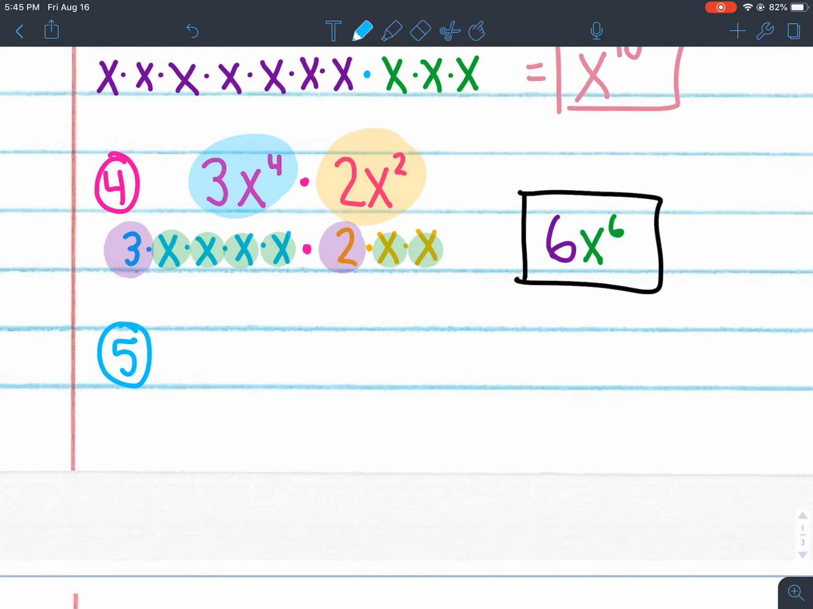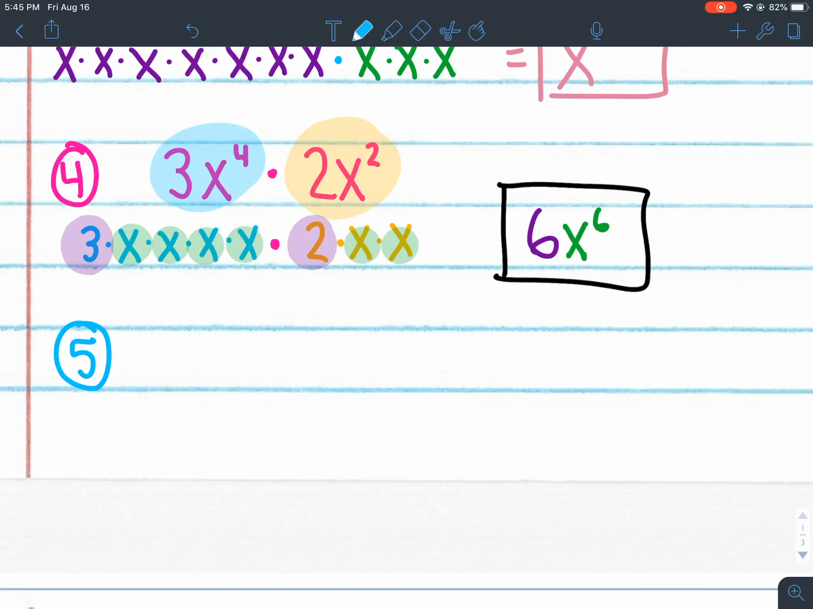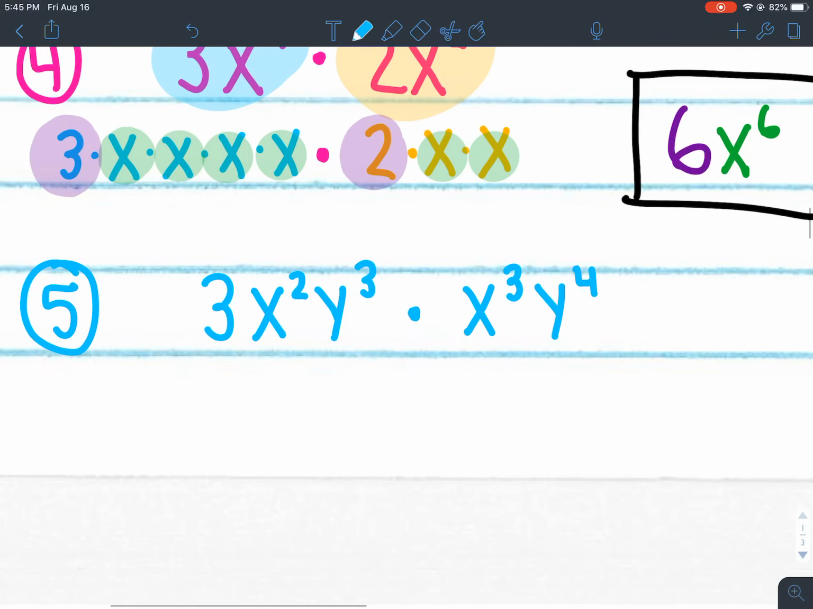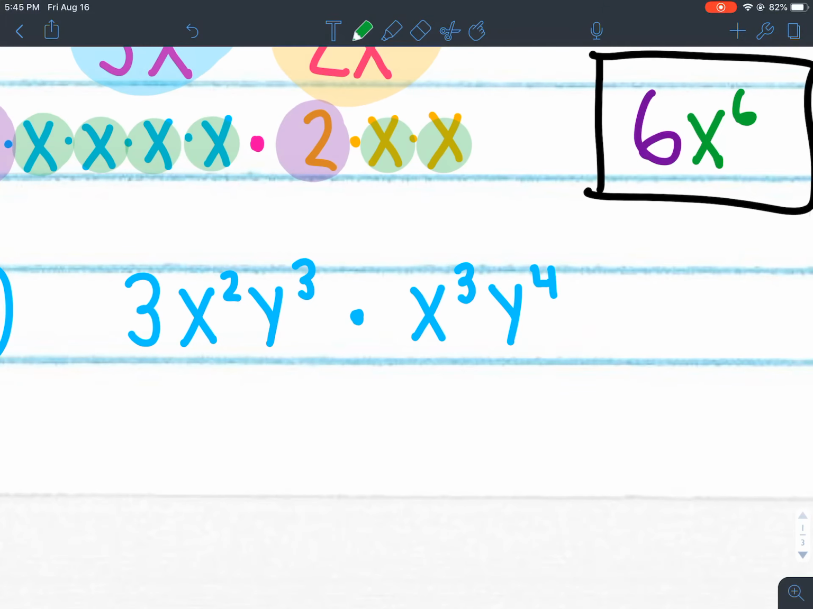Number 5. Okay, so I'm going to make this one up in my head. 3x to the 2nd, y to the 3rd, we're adding another variable there, times x to the 3rd, y to the 2nd, y to the 4th. Let's change that up a bit. Okay, so now I have these, and again, you can expand it, but let's look at it. Well, I have some bases that are the same, right? I have an x squared, and I have x to the 3rd.